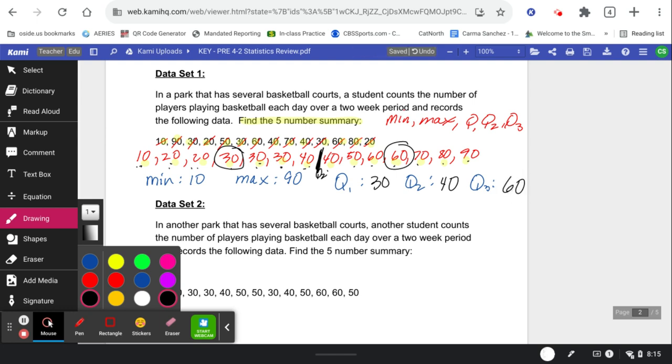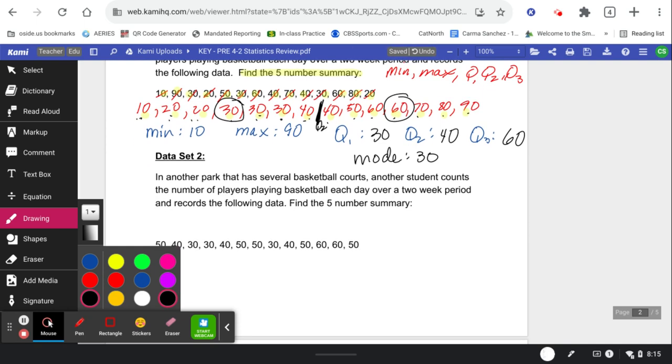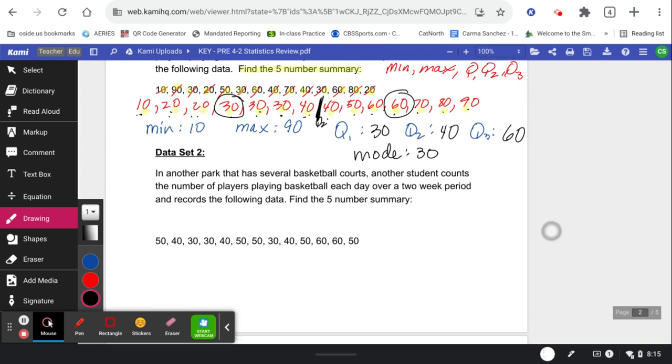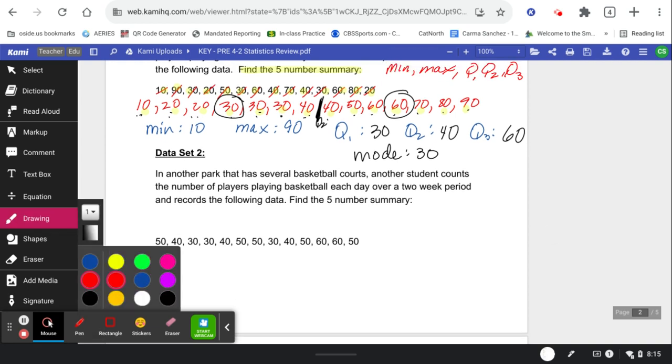So there we go. If they did ask me for the mode, you'd look for the most often occurring. Do you notice that 30 occurs 3 times? So mode is 30. But right now, we're not doing the mean. We're not doing anything else. We're just getting the 5-number summary, so we're done. Pause the video now and try data set 2, and then see how you do.